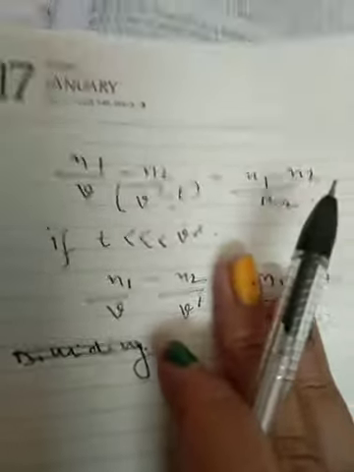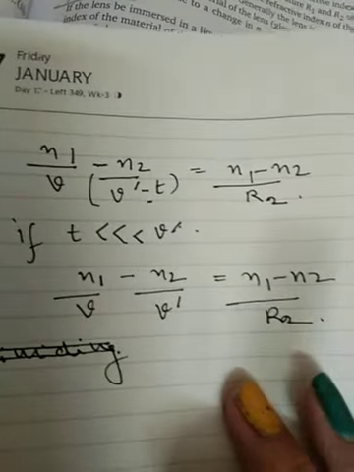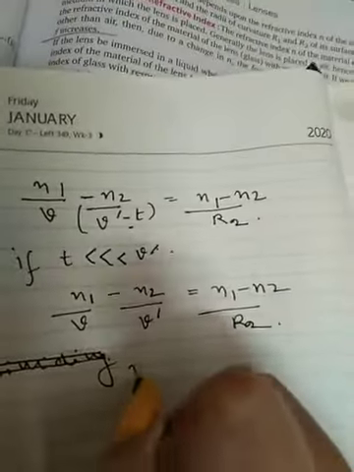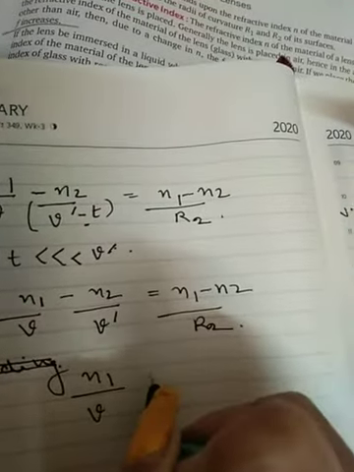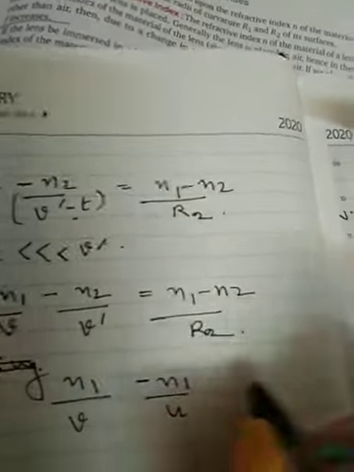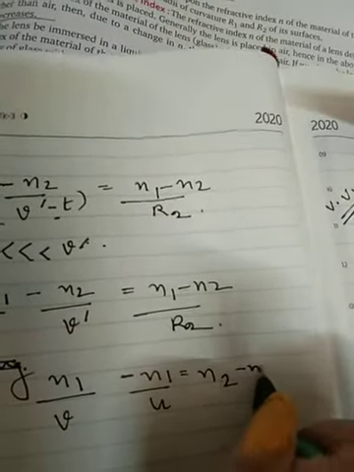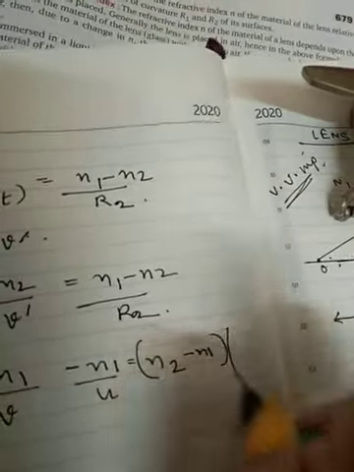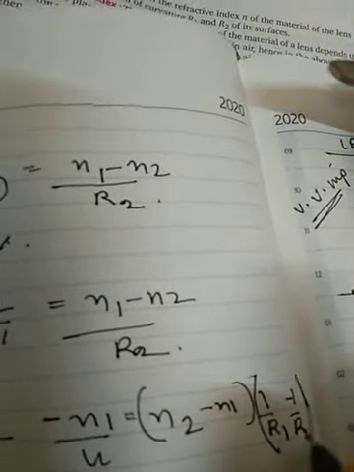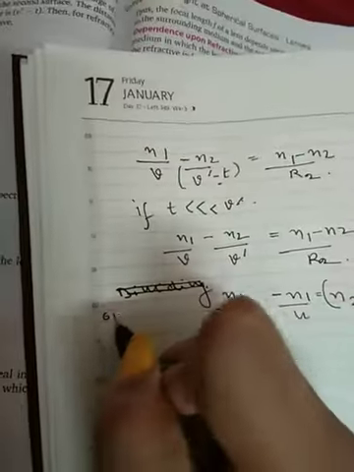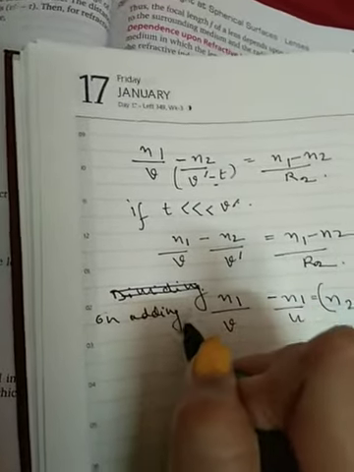Now if I add equation 1 and equation 2, that is, if I add this equation and the first equation which I had, I'll get n1 by V minus n1 by U is equal to n2 minus n1 into 1 by R1 minus 1 by R2. Okay, so this is what I get on adding.